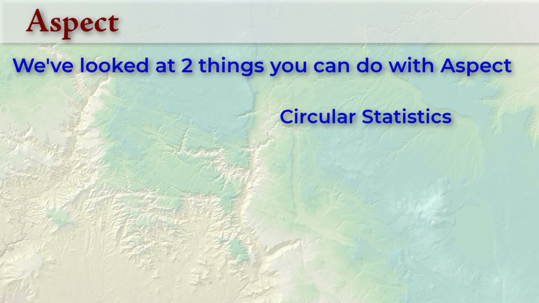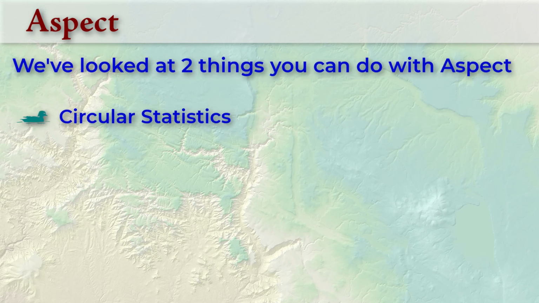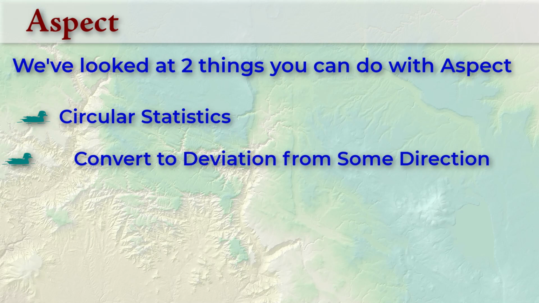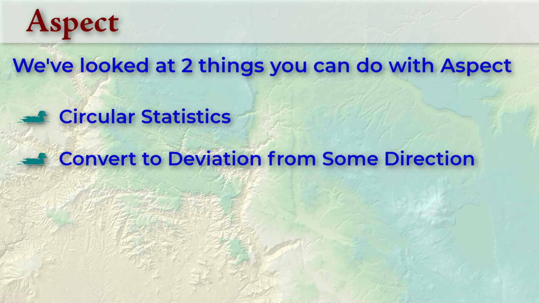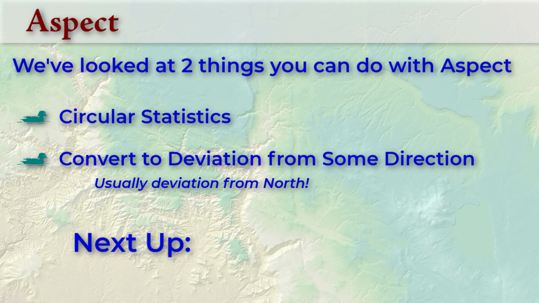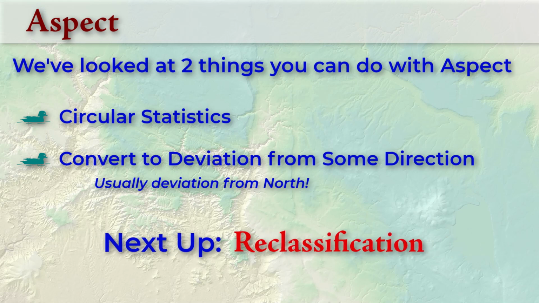First, you can use circular stats to describe trends in landscape directly. Second, you can simplify aspect to some basic deviation from some direction you think is important. Now the next method's even simpler. We can just reclassify aspect into categories using the reclassify methods we discussed in the last lecture.